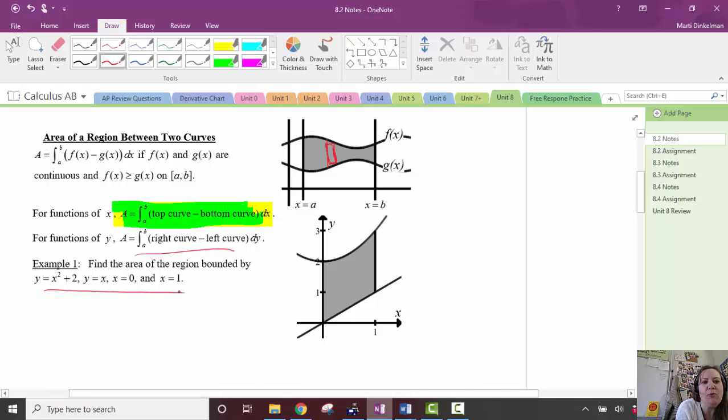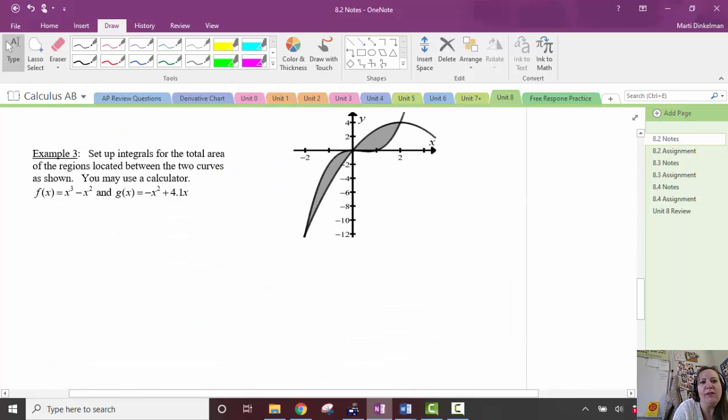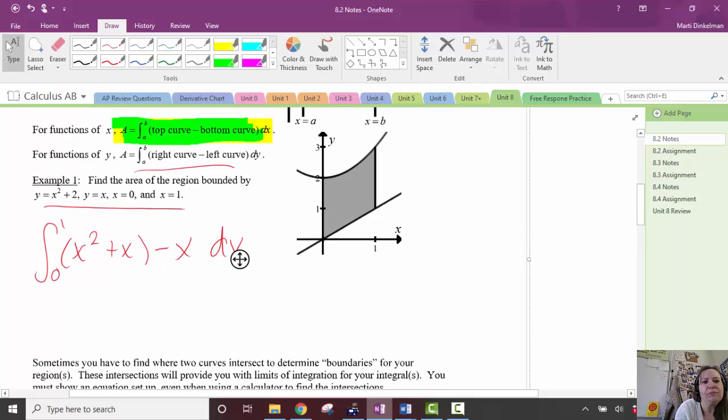So on this problem, example 1, we're going from 0 to 1, and the top curve looks like the parabola. Nice that we have a picture. Sometimes it's a little trickier to tell. And the bottom curve is that line. So that's the setup, and let's just for practice make sure that we know how to find those integrals.